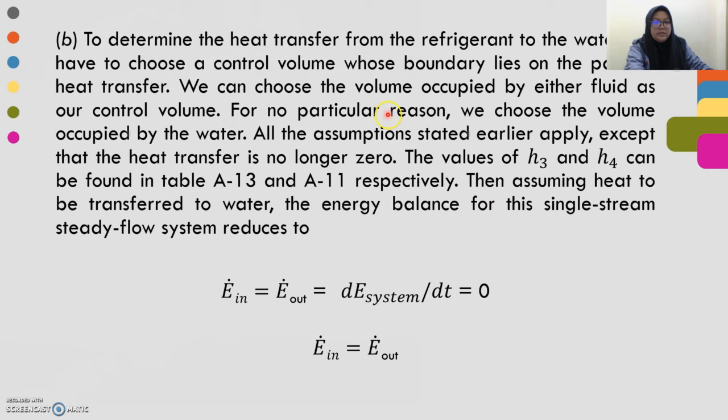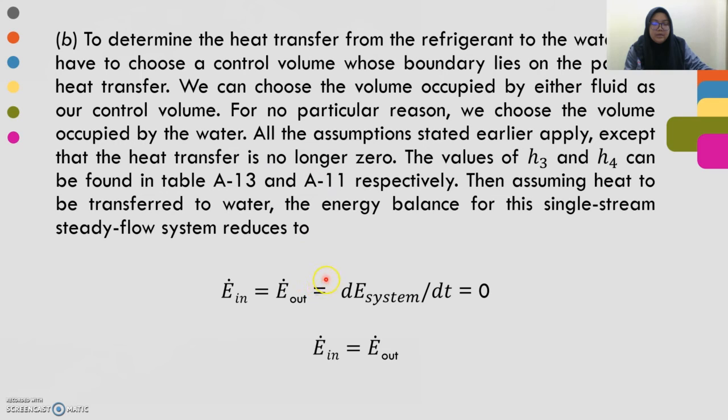Next, for question B, to determine the heat transfer from refrigerant to water, we have to choose the control volume boundary that lies on the path of the heat transfer. Therefore, we choose the volume occupied by either fluid as our control volume. So the values of H3 and H4 we can find, like I said earlier, in tables A13 and A11.